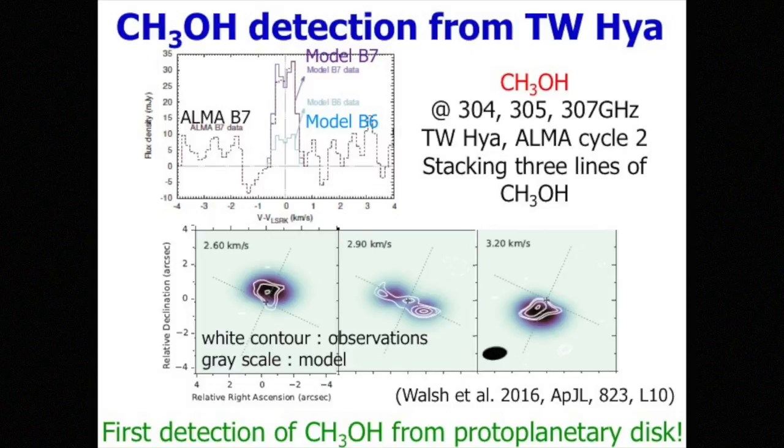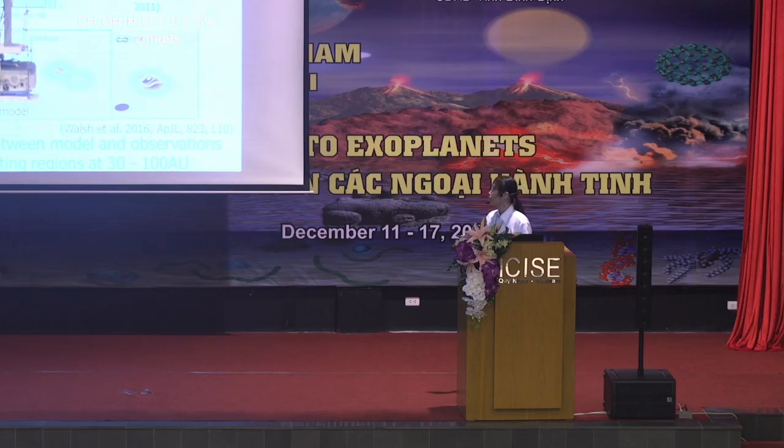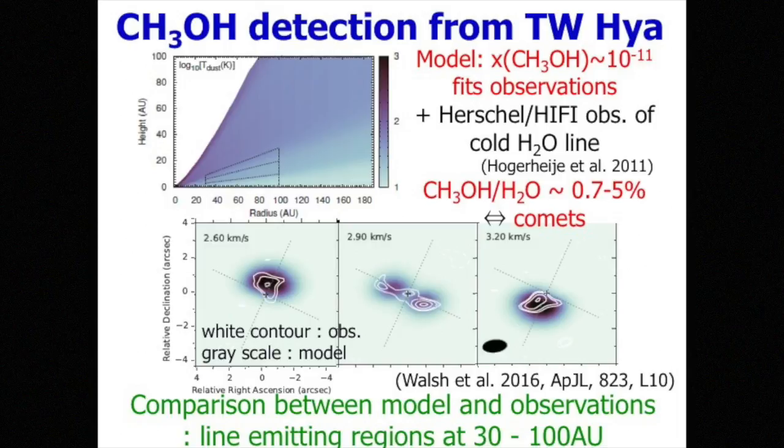If we compare the result with the Herschel observations toward cold H2O disk line, in this case, we find this kind of number of the abundance ratio. This is similar to the abundance of comet, and we think that part of the molecules on the dust grains, I mean part of the methanol and water on the dust grains, are desorbed from the grain due to some non-thermal effect. So we think that due to this kind of observations, we can somehow see what kind of molecules can exist on the grain surface in protoplanetary disks.